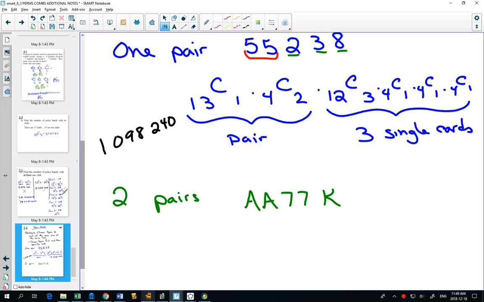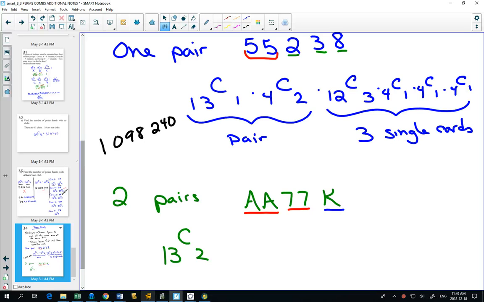So 2 pairs would look like this. These are the same size. This is a different size. So when choosing our pairs, we have 13 different types or kinds to start with. We need to choose which 2 kinds. I have aces and sevens. It could have been aces and queens. Which 2 kinds we're going to have. And we have to choose them at the same time because aces and sevens is not different than sevens and aces. So by choosing them at the same time, we take out the order.